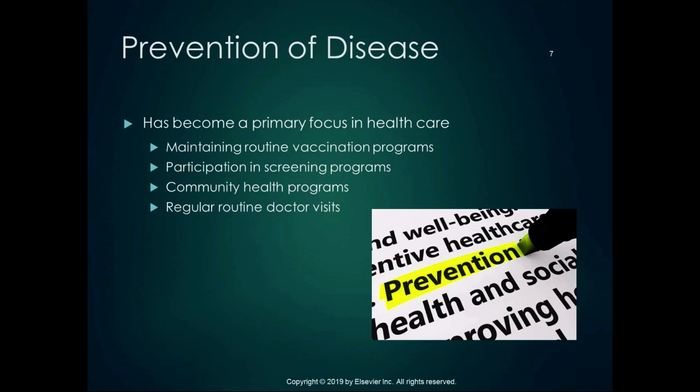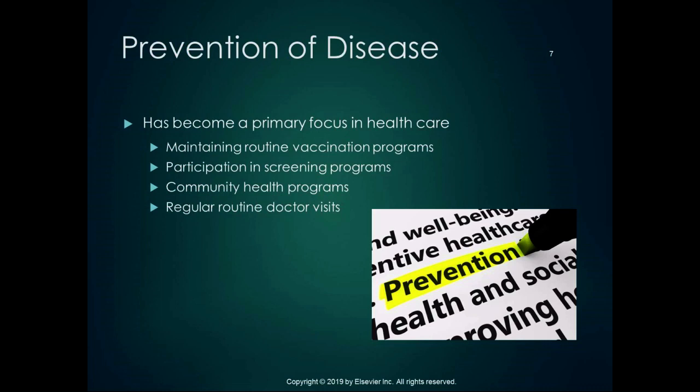Participating in screening programs and community health programs is important. I do some advocating for Parkinson's in the community in my spare time. I do a quarterly class on better living with arthritis, teaching people about exercise with arthritis. Community health programs can be really helpful for prevention of disease and prevention of deterioration if you already have disease. And regular routine doctor visits are also important for prevention.